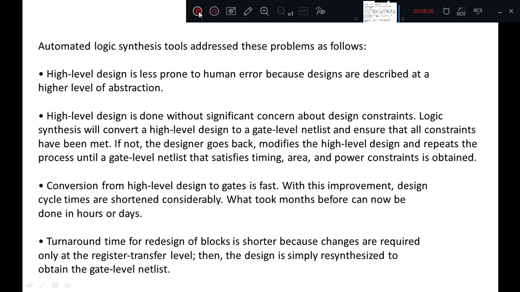Turnaround time for redesign of blocks is shorter because changes are required only at register transfer level. Register transfer level means at a higher level where you are writing HDL description. If you change the HDL description and synthesize again, a new set of gates based on the logic that you have written will be generated. The design is simply resynthesized to obtain the gate level netlist.